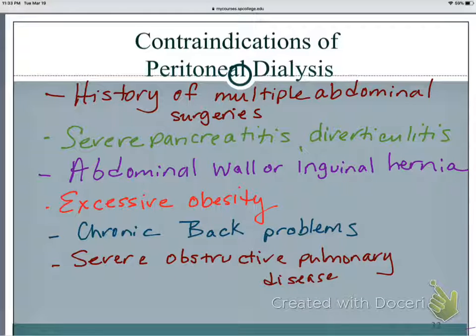Okay. Excessive obesity. Chronic back problems. As you can imagine, we're putting all this fluid in and it's already going to burden your back. If you already have a bad back, it's going to add to it. And severe obstructive pulmonary disease.